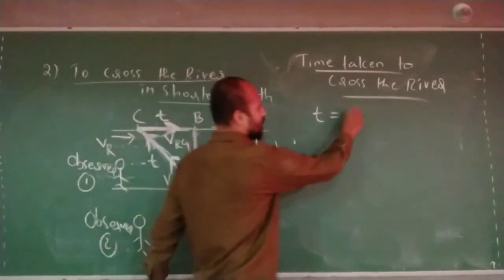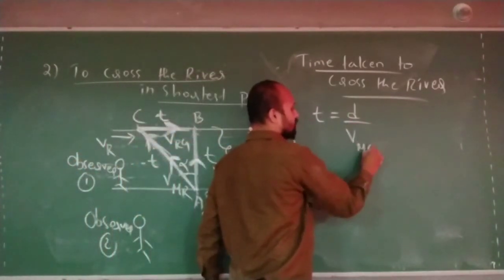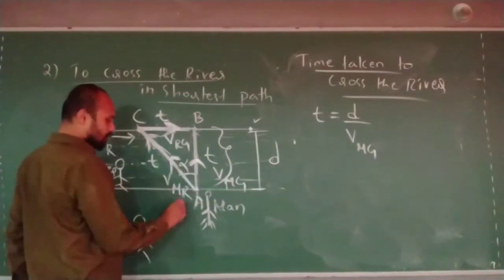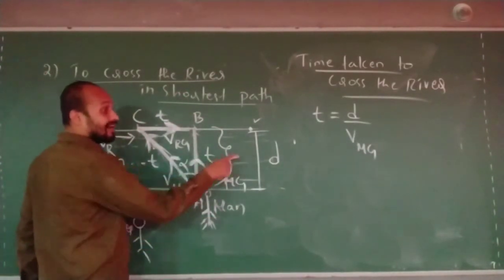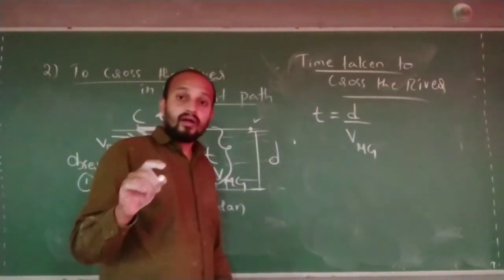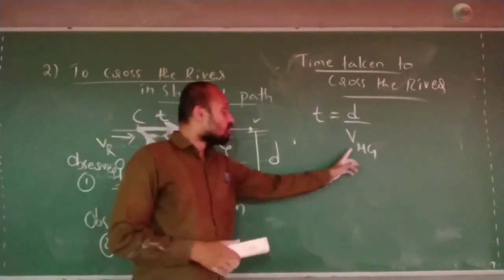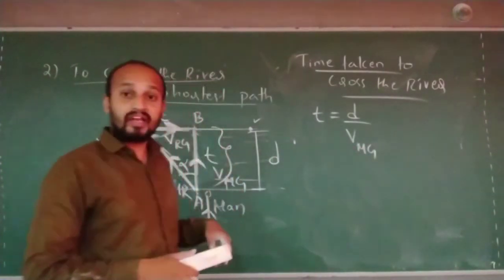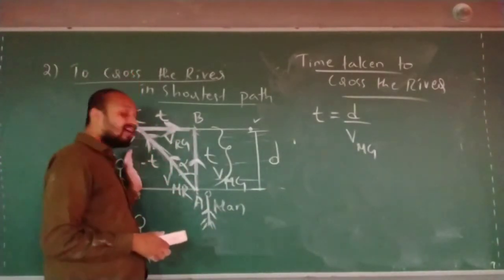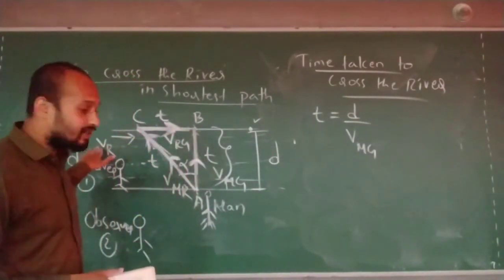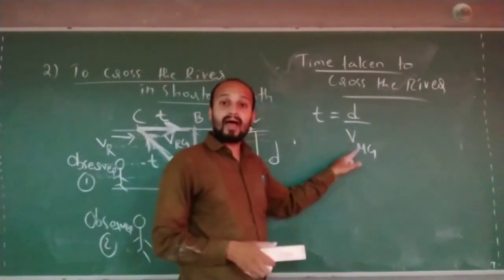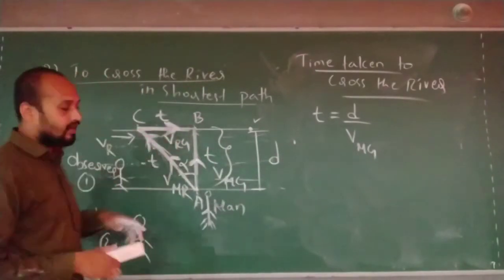time taken to travel will be D divided by velocity of a man with respect to ground. Velocity of a man with respect to ground. This is the resultant velocity. In your textbook, he has given velocity of a man with respect to ground. In your material, you try to understand, he is considering all the things with respect to water. That is why he is giving you this resultant. Here, velocity of man with respect to ground is resultant.